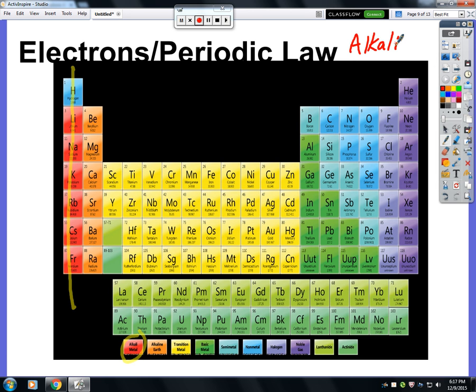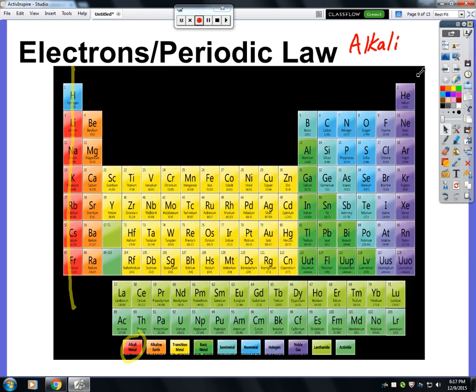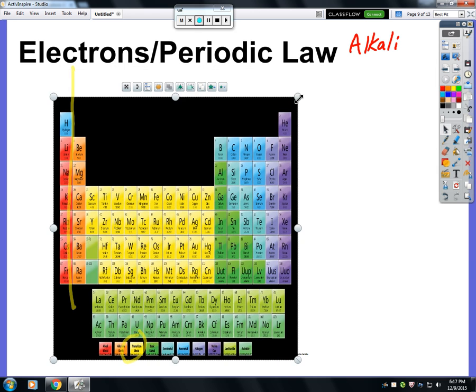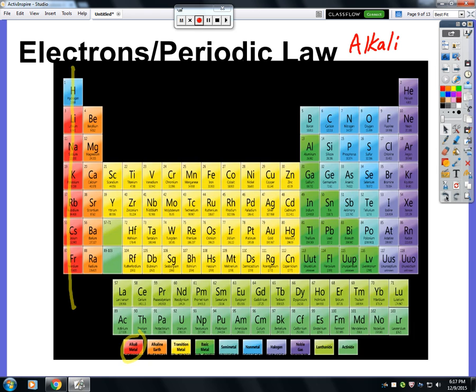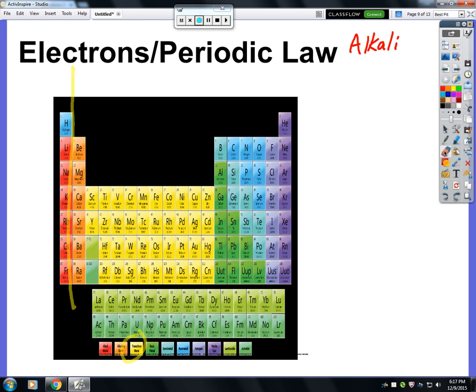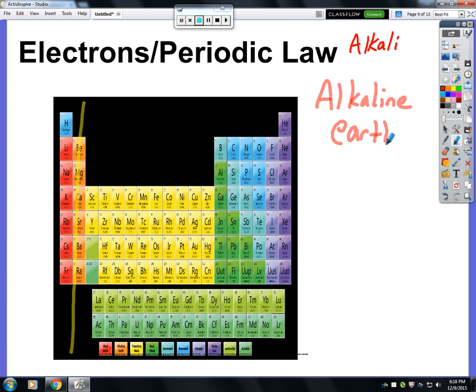All right, let me go ahead and make this a little smaller. They're written on here, but nope. So the whole second column, the whole second family, right here, that whole second one, are called the alkaline earth metals. Alkaline earth metals.